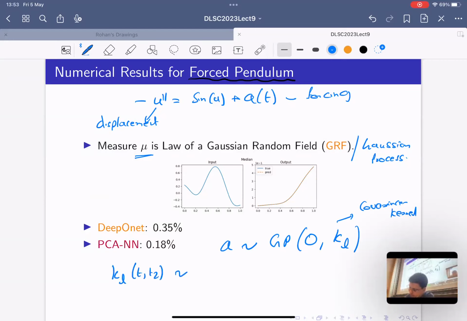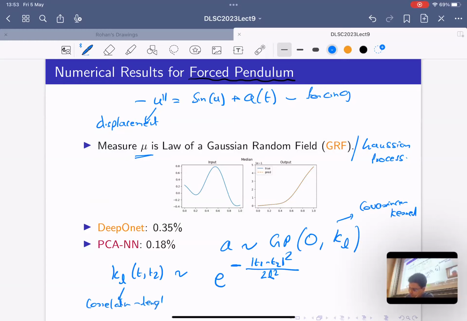K(T1, T2) is roughly, well, exactly, because I could forget a normalizing constant, a negative exponential of (T1 minus T2) squared by 2L squared. L is what is called the correlation length.